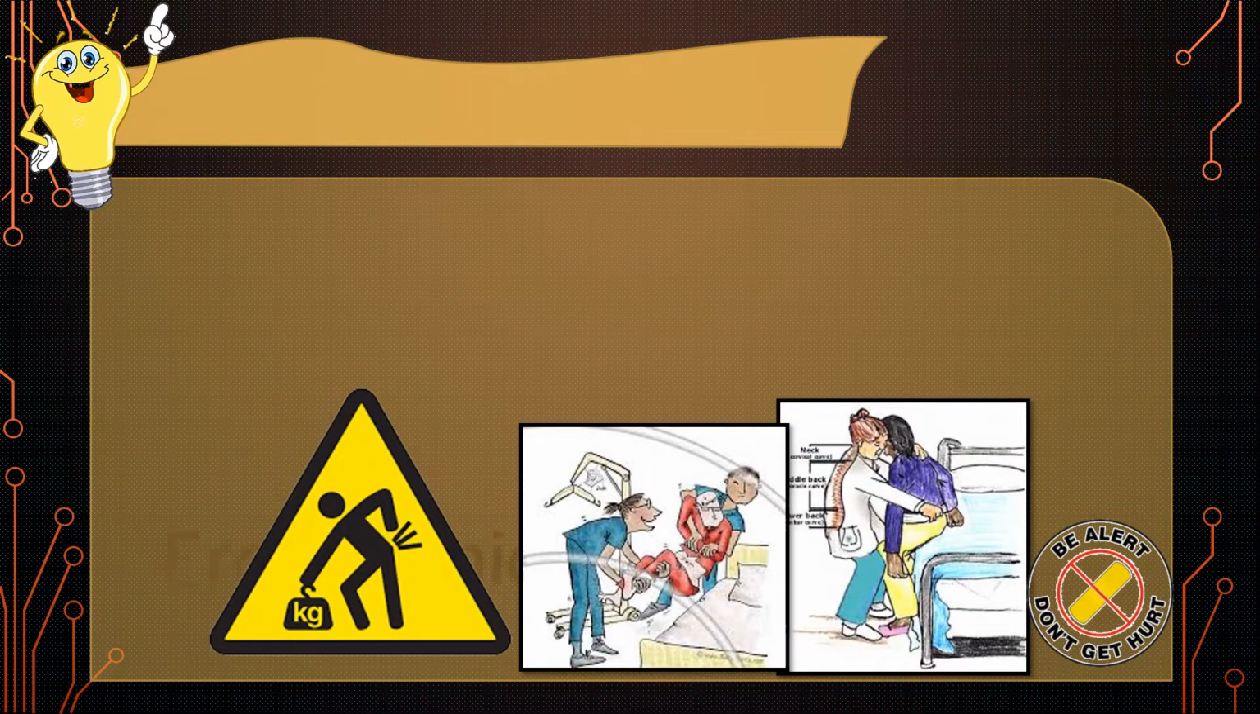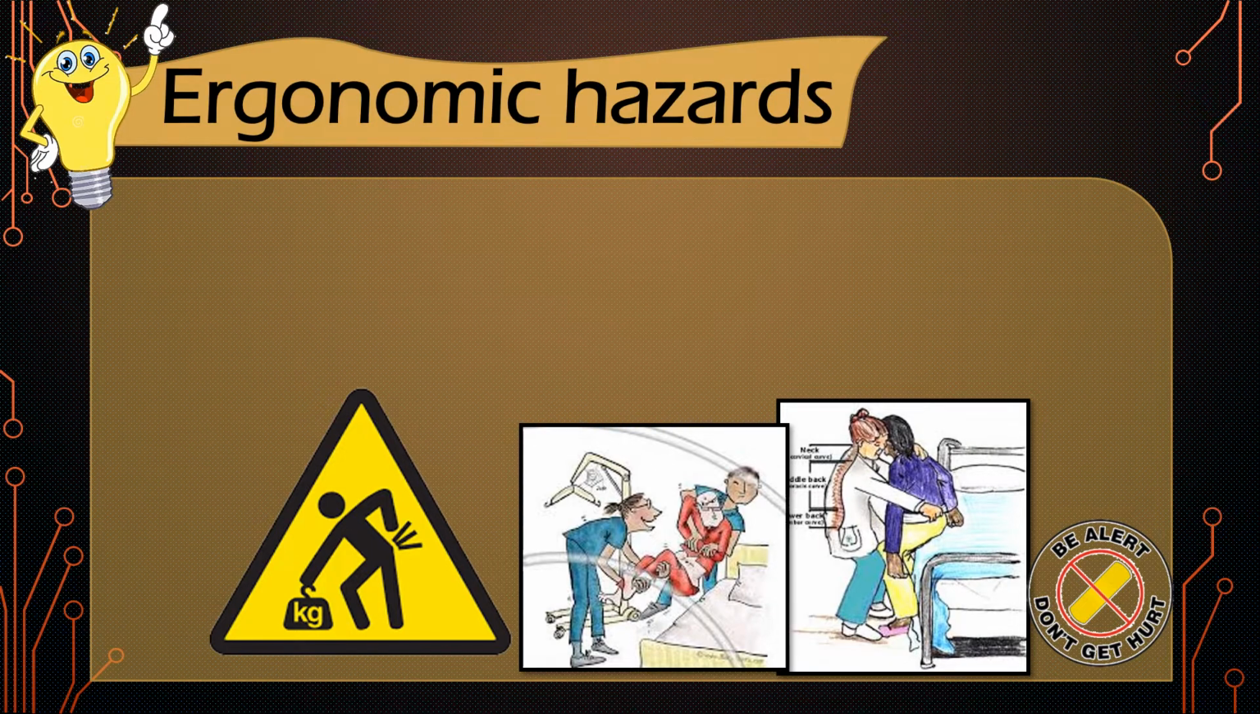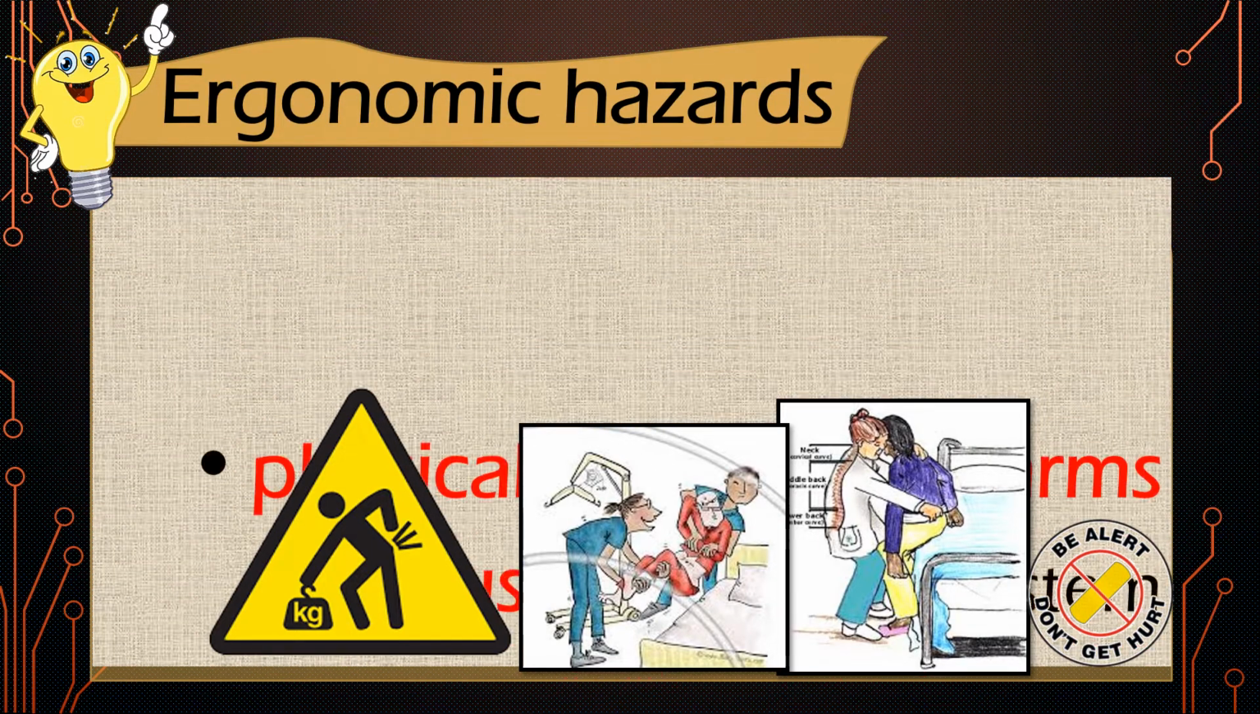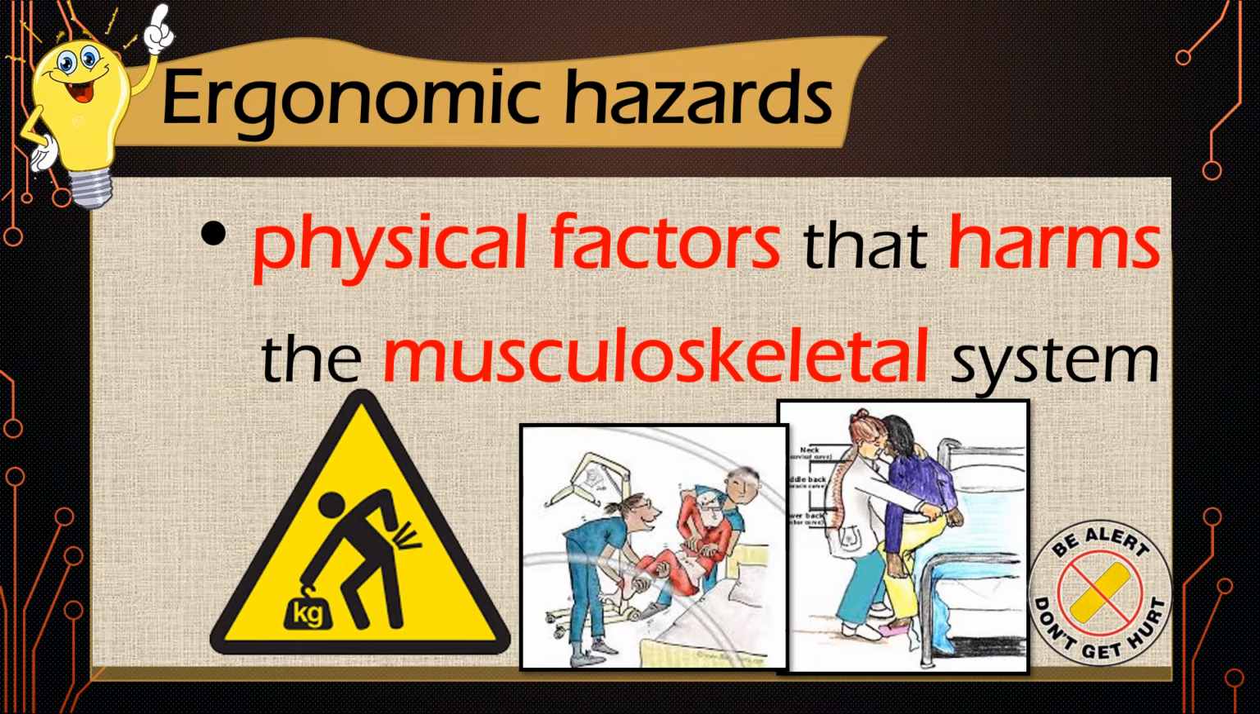These illustrations are examples of ergonomic hazards. Ergonomic hazards are physical factors in the environment that may cause musculoskeletal injuries. For your information, your musculoskeletal system includes bones, muscles, tendons, ligaments, and soft tissues. They work together to support your body's weight and help you move.